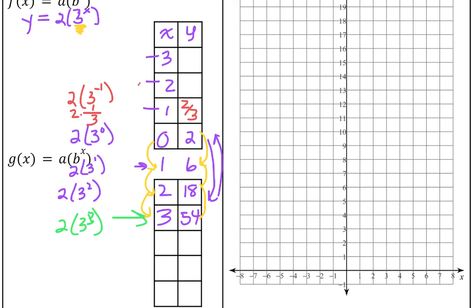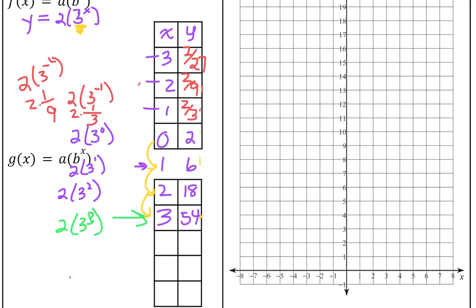If x is negative 2, 2 times 3 to the negative 2. 3 to the negative 2 is 1/9, times 2 is 2/9. So again, it's just cutting by a factor of 3, or dividing by 3 each time out. And I would expect 3 to the negative 3 would be 2 over 27. Now again, we notice we never hit the negatives, right? It's just getting smaller and smaller and smaller, these positive values, as x gets more negative.